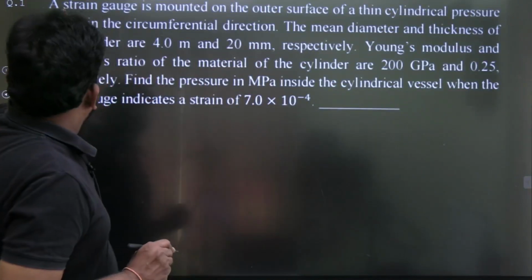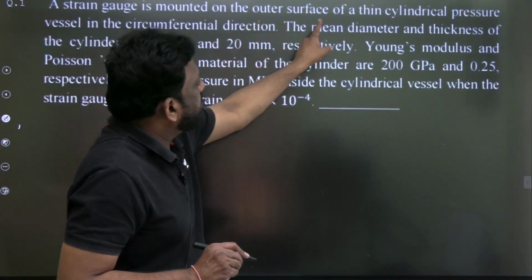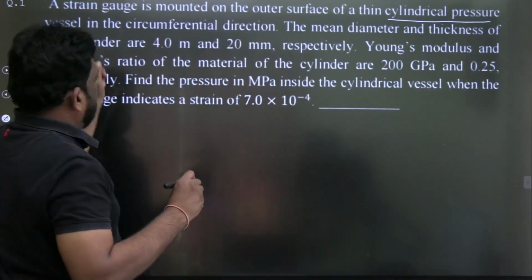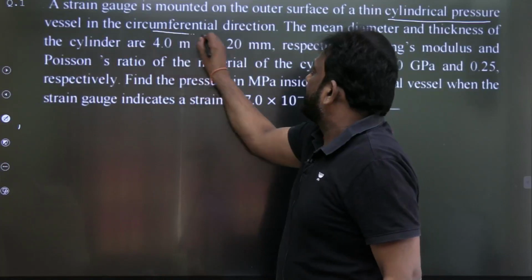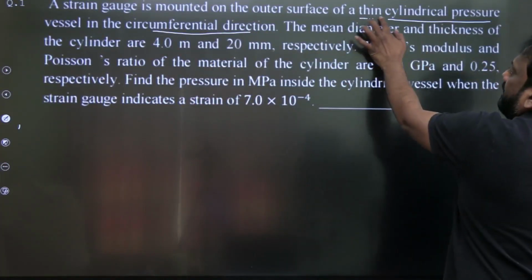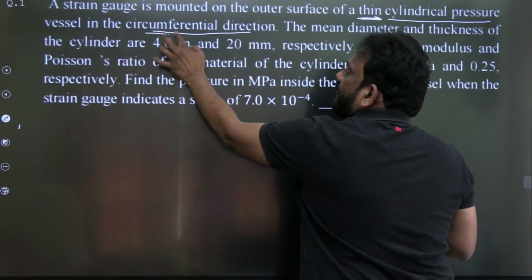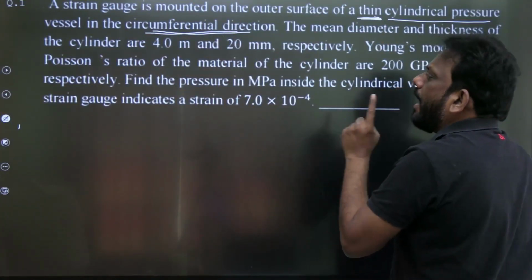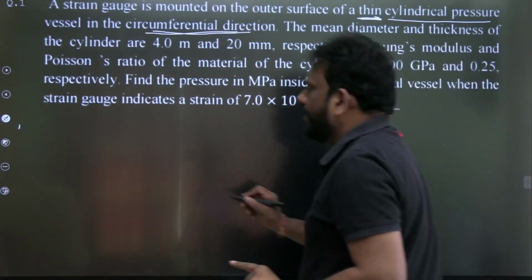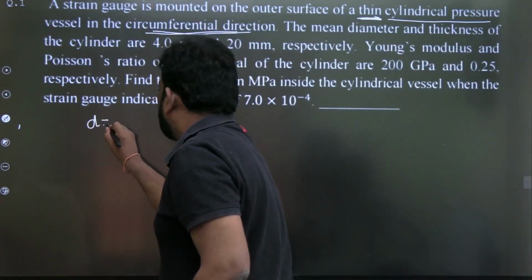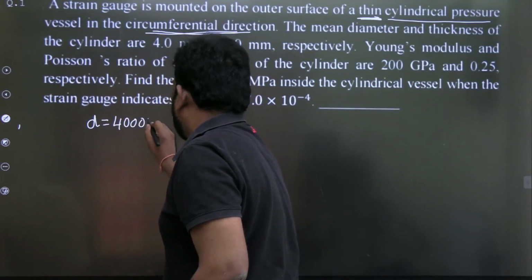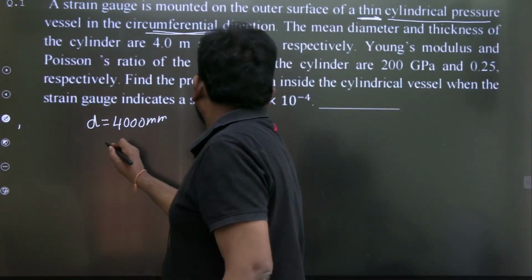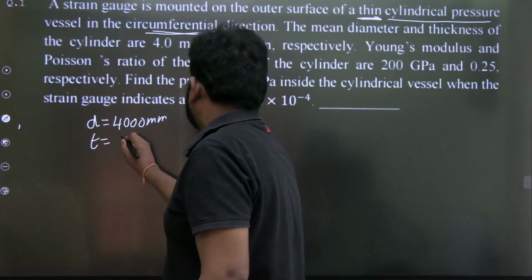A strain gauge is mounted on the outer surface of a thin cylindrical pressure vessel. I repeat, cylindrical pressure vessel, in the circumferential direction. Note down carefully: it is a thin cylindrical vessel, in the circumferential direction. The mean diameter and thickness of the cylinder are 4 meter and 20 mm. So the diameter is given as 4 meter, which I can write as 4000 mm, and the thickness is given as 20 mm.